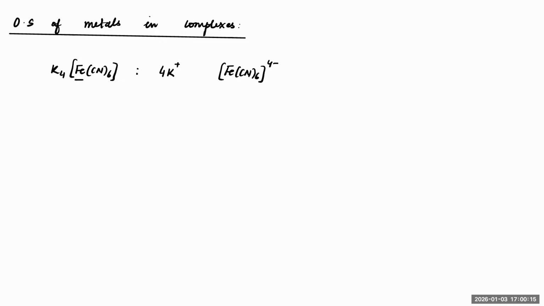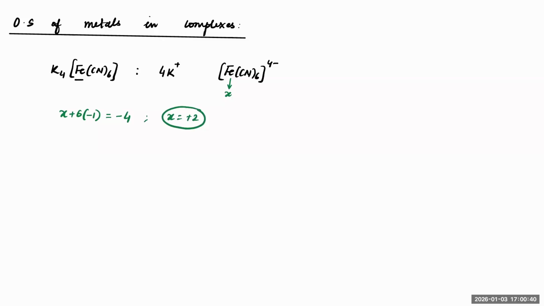Now I would assume that the charge of iron is some X. So X plus 6 times cyanide. Now I need to know this value. Cyanide will always carry a minus 1 charge, and overall it has minus 4 charge. So X becomes plus 2. That means the oxidation state of iron in this case is plus 2.